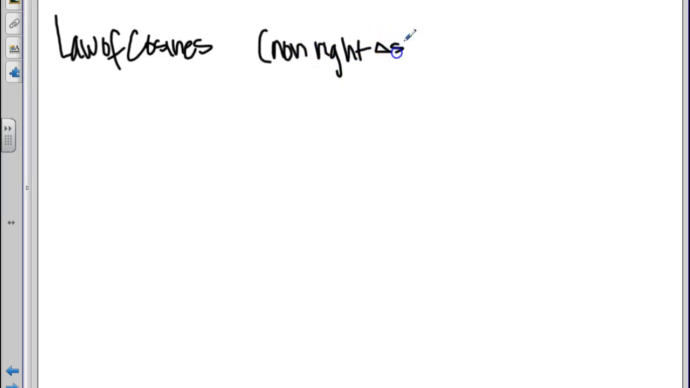Non-right triangles, and we'll use law of cosines when we're given two sides and the included angle, the angle between them, or when we are given three sides. We'll use law of cosines.